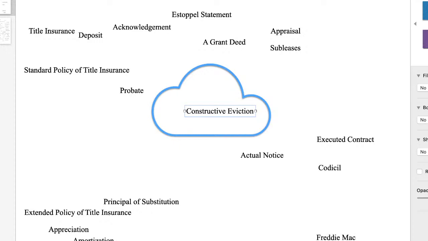Constructive eviction. What's constructive eviction? So this is evicting somebody through actions, making a property unlivable. I see Kevin wrote the example of turning off water. That's a great example, Kevin. You make it unlivable. All right, that would be constructive eviction. Good job, everybody.